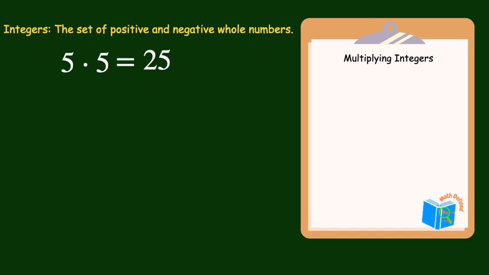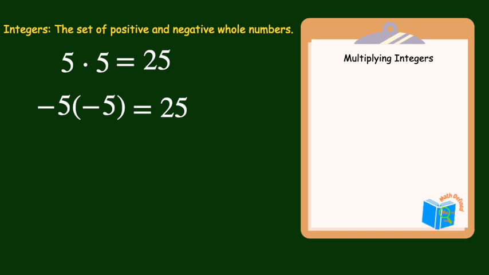Now let's see what happens when we multiply two negative numbers. Negative 5 times negative 5. The cool thing here is that when you multiply two negatives, the negatives cancel each other out. So negative 5 times negative 5 equals positive 25. A negative times a negative always equals a positive. It's like a double negative that turns everything positive.